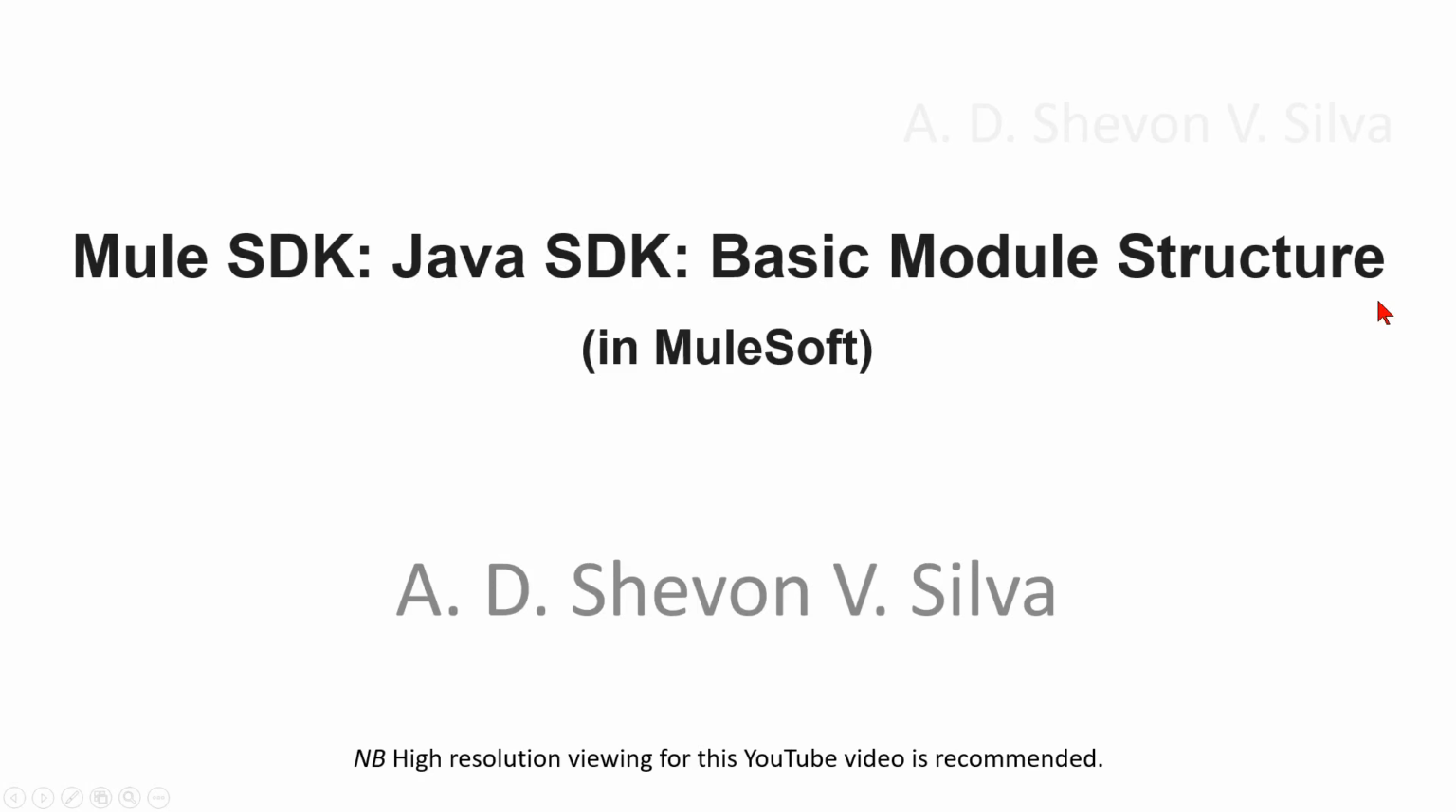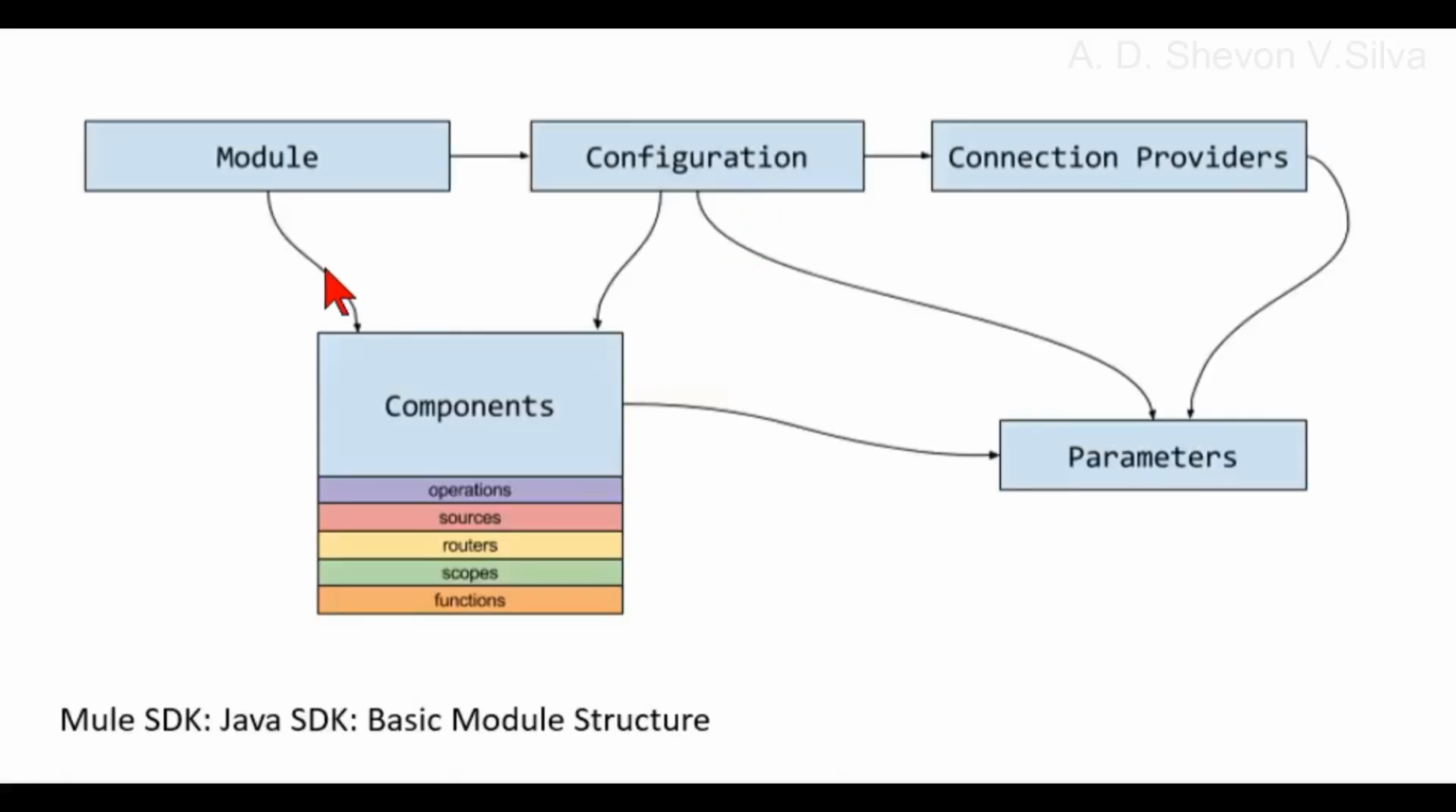Mule SDK, Java SDK, basic module structure. Here you can see the basic module structure in Java SDK, in Mule SDK. The entry point for building a Mule module is an extension annotated class. This class is used to export all module functionality and all the elements associated with it.